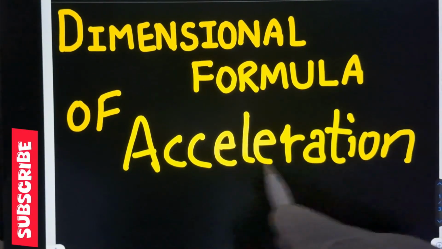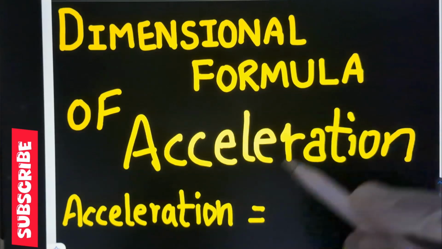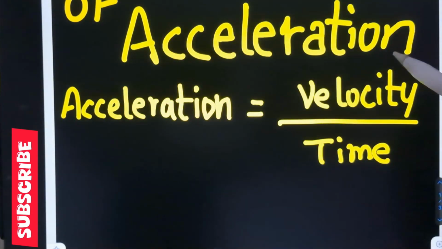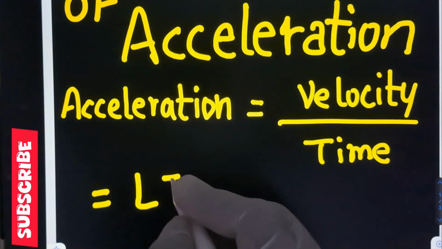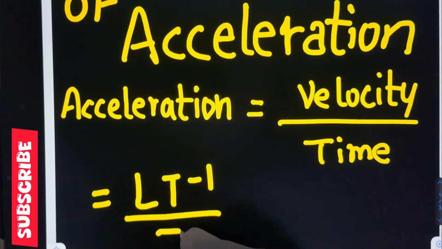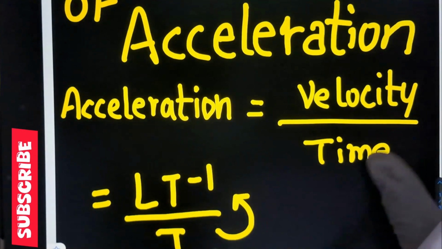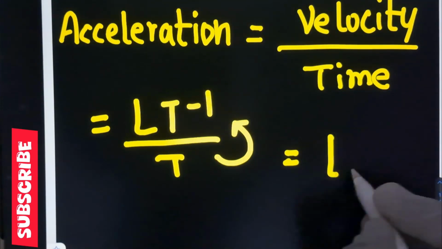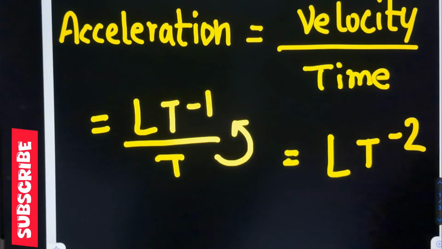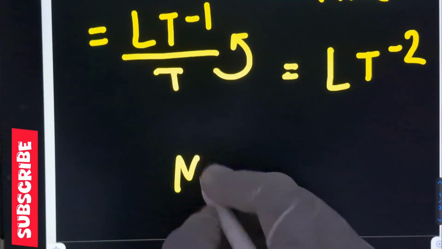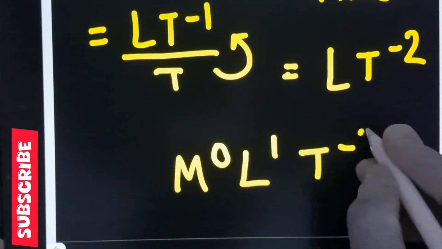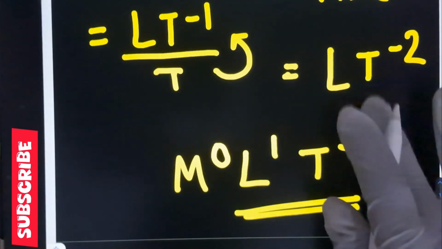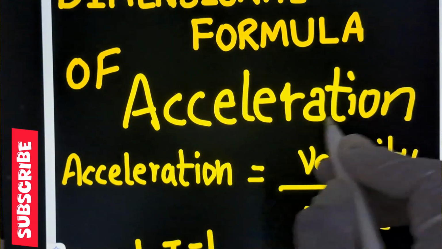To find the dimensional formula of acceleration: acceleration is equal to velocity by time taken. So we have to know the velocity dimensional formula. L T power minus 1 is the dimensional formula of velocity, and time T is reciprocated, and it is L T power minus 2. So the dimensional formula of acceleration is M power 0, L power 1 and T power minus 2. This is the dimensional formula of acceleration.